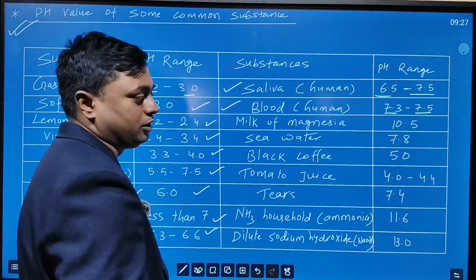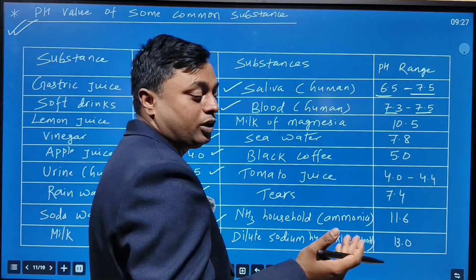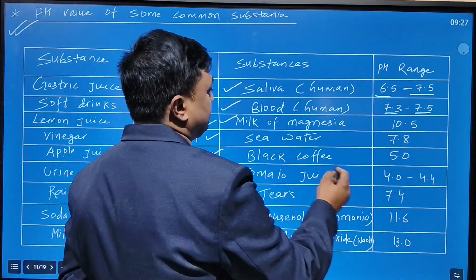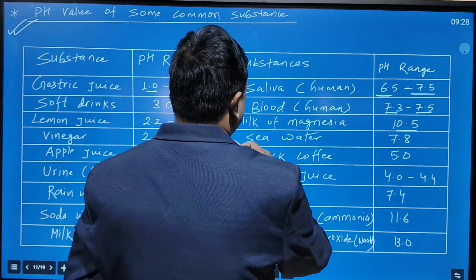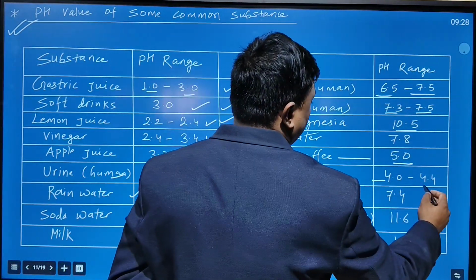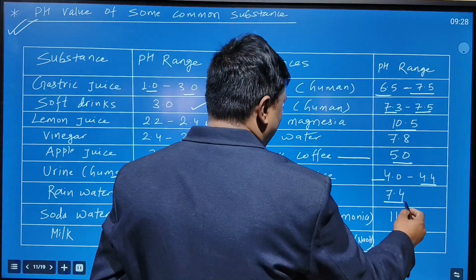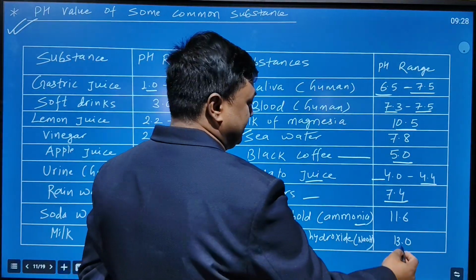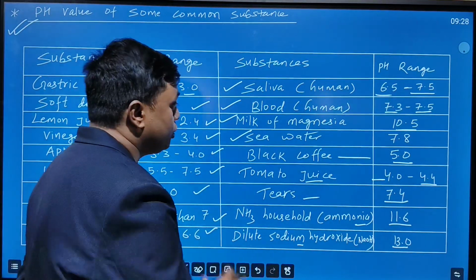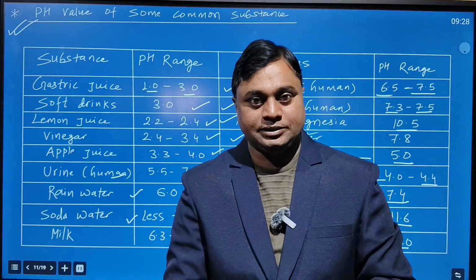Blood is a buffer solution. It will resist any pH change whenever a small amount of acid or base is added to it. So now, milk of magnesia 10.5, sea water 7.8, black coffee 5, tomato juice 4.0 to 4.4, tears 7.4, NH3 household ammonia that is 11.6, dilute sodium hydroxide 13.0. So these are pH values you can remember for some important substances.